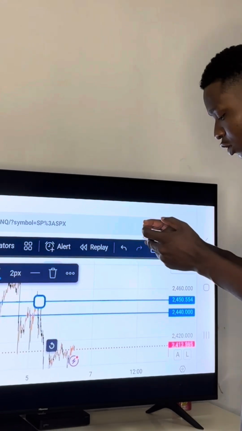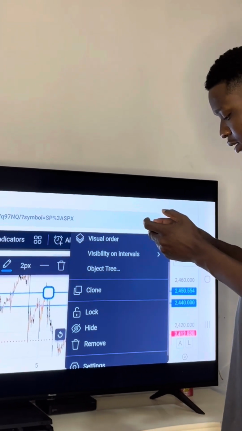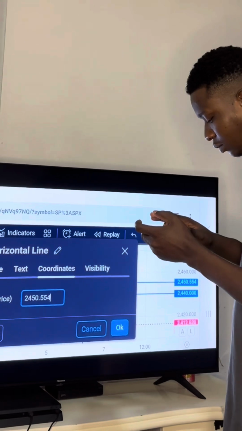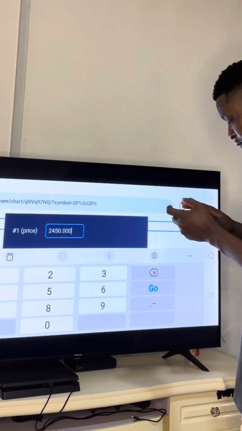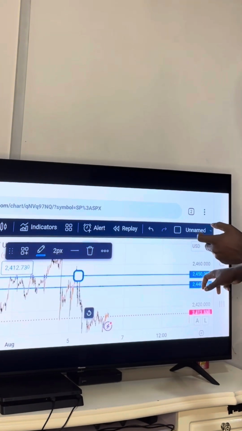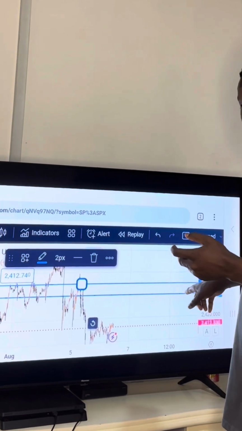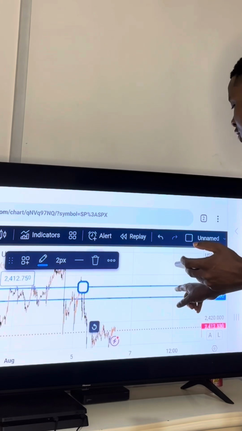It shows 2450.55. Now you correct it: come here, settings, 00. Now you have your correct psychological zone. You can see, yes, a psychological level, and yes, also a psychological level.